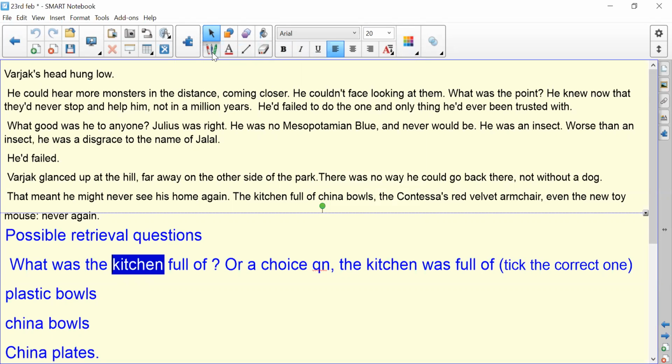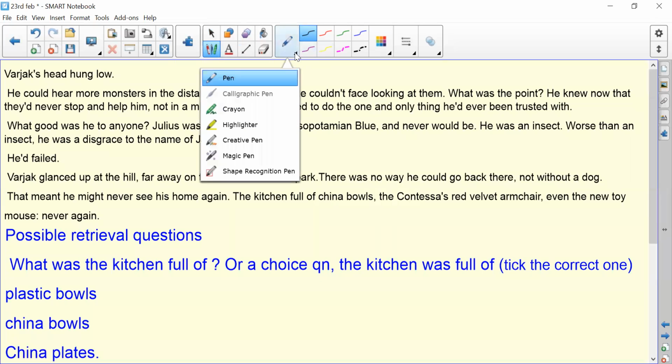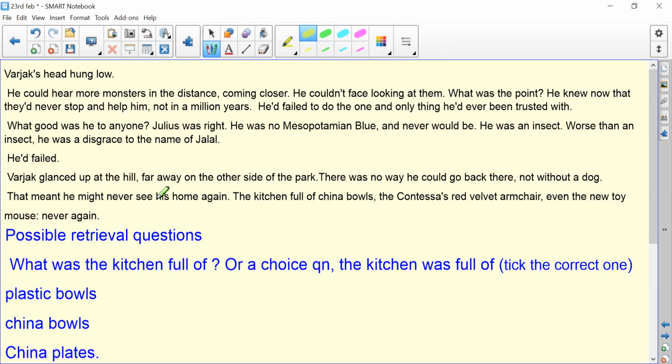Let's get my highlighter pen. I'll find that in here. There it is. So let's look for the kitchen. It doesn't tell us which paragraph, so we're going to scroll from the top and look. I'm scanning, under that success criteria, I'm scanning quickly for a K for kitchen. No, it's still not found it. I'm hoping it's here. Here we go, the kitchen. So what was the kitchen full of? This is easy. The kitchen was full of china bowls.